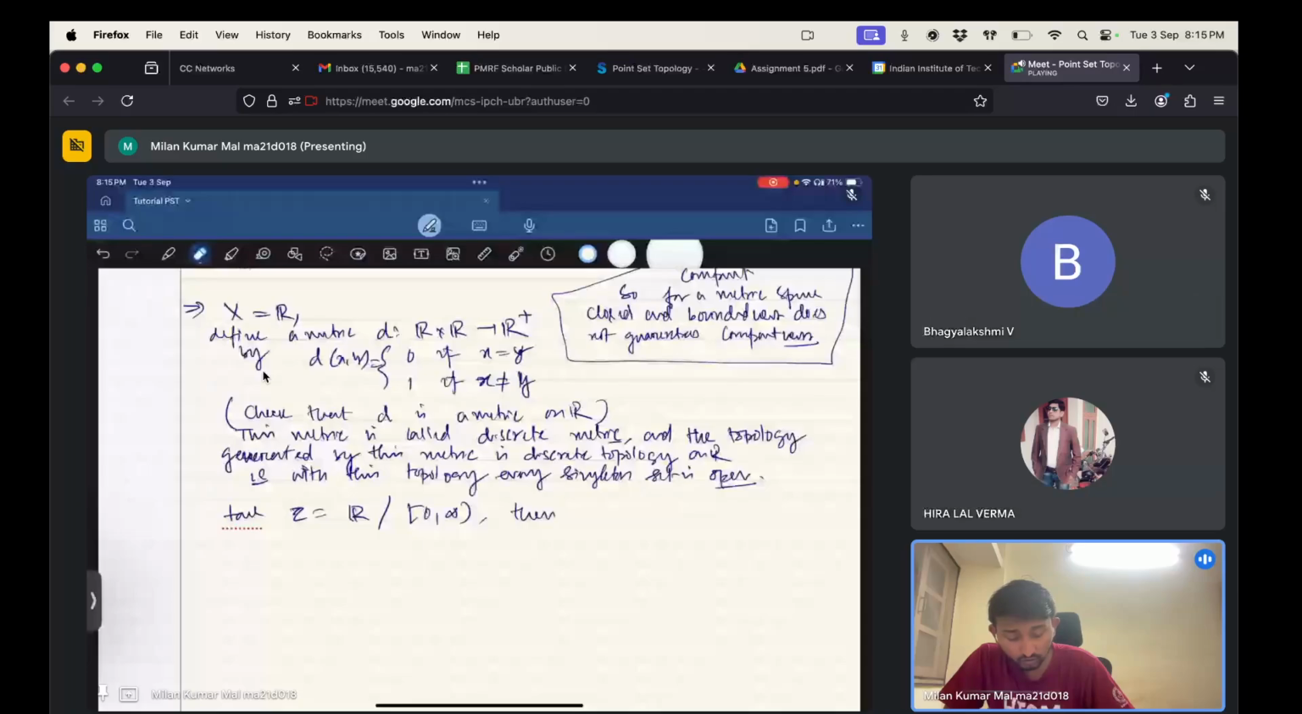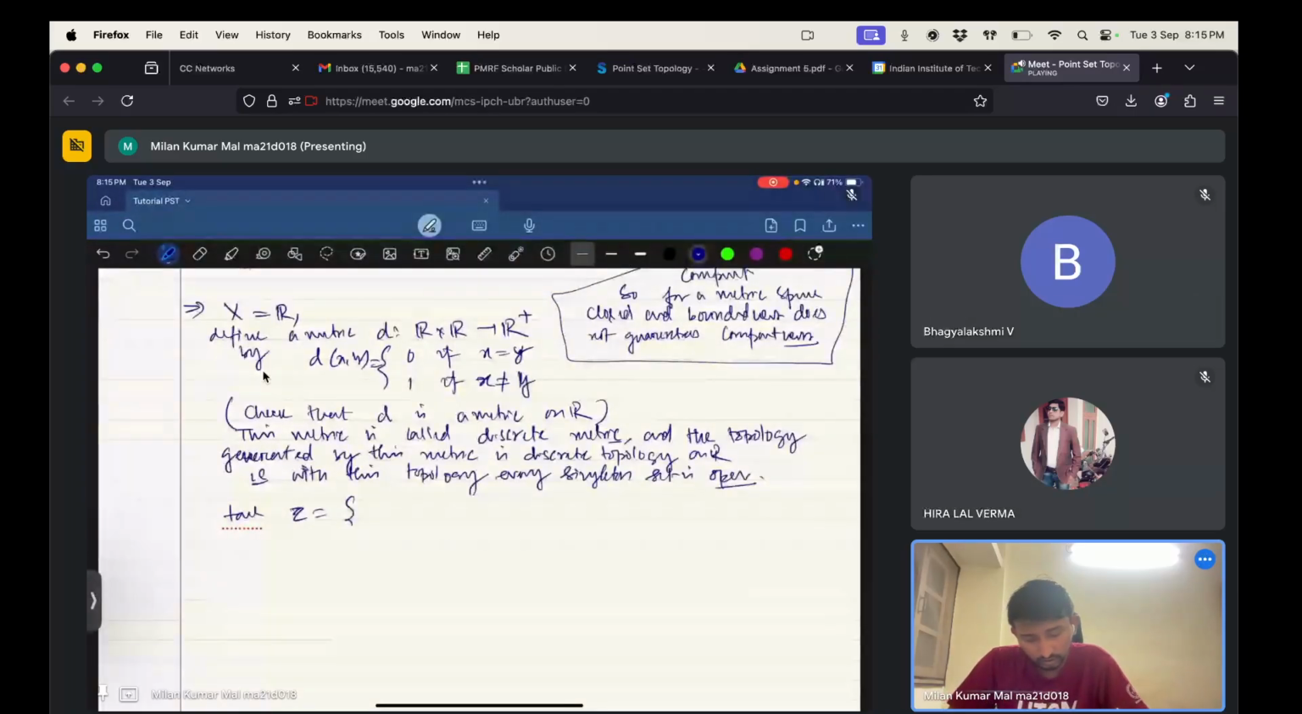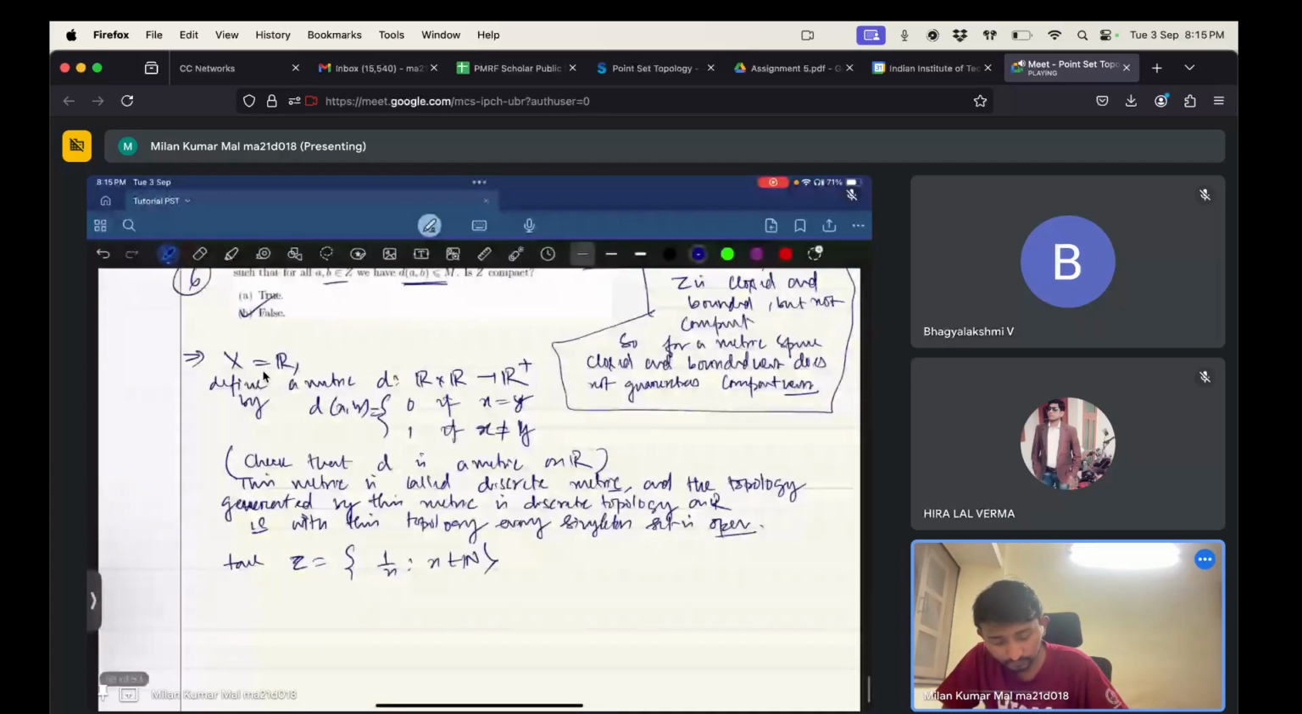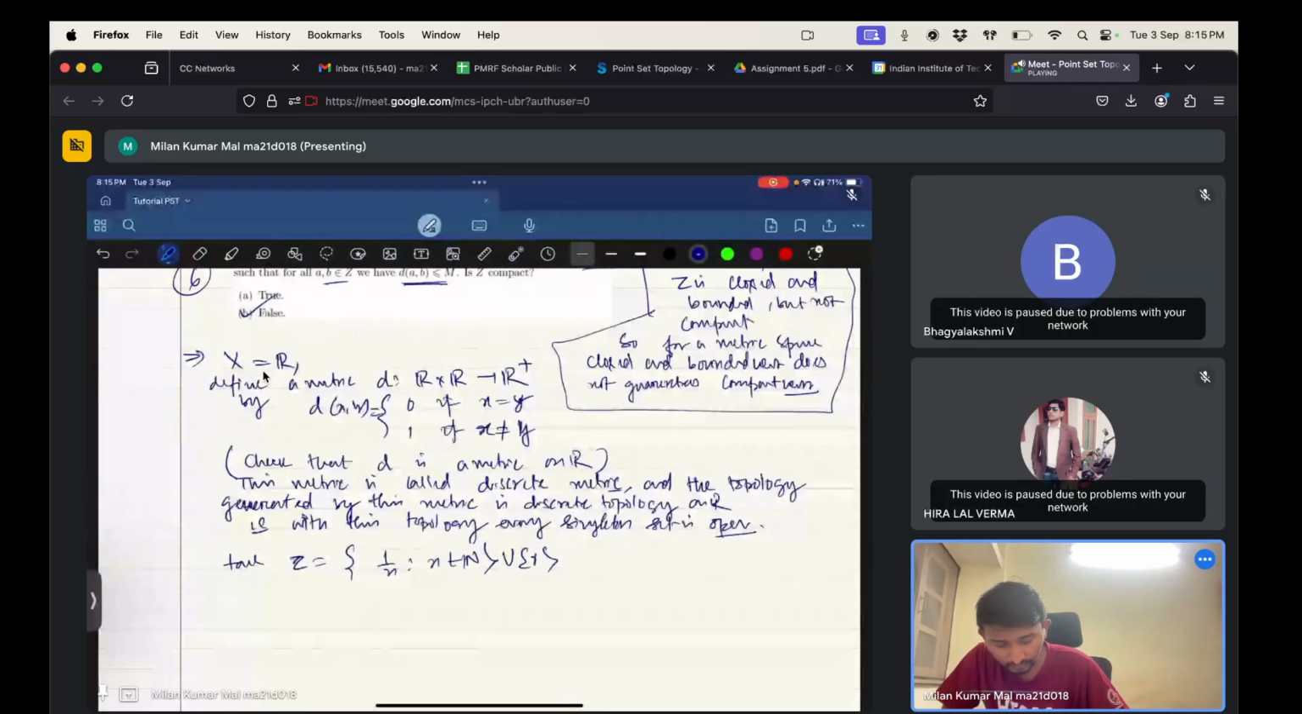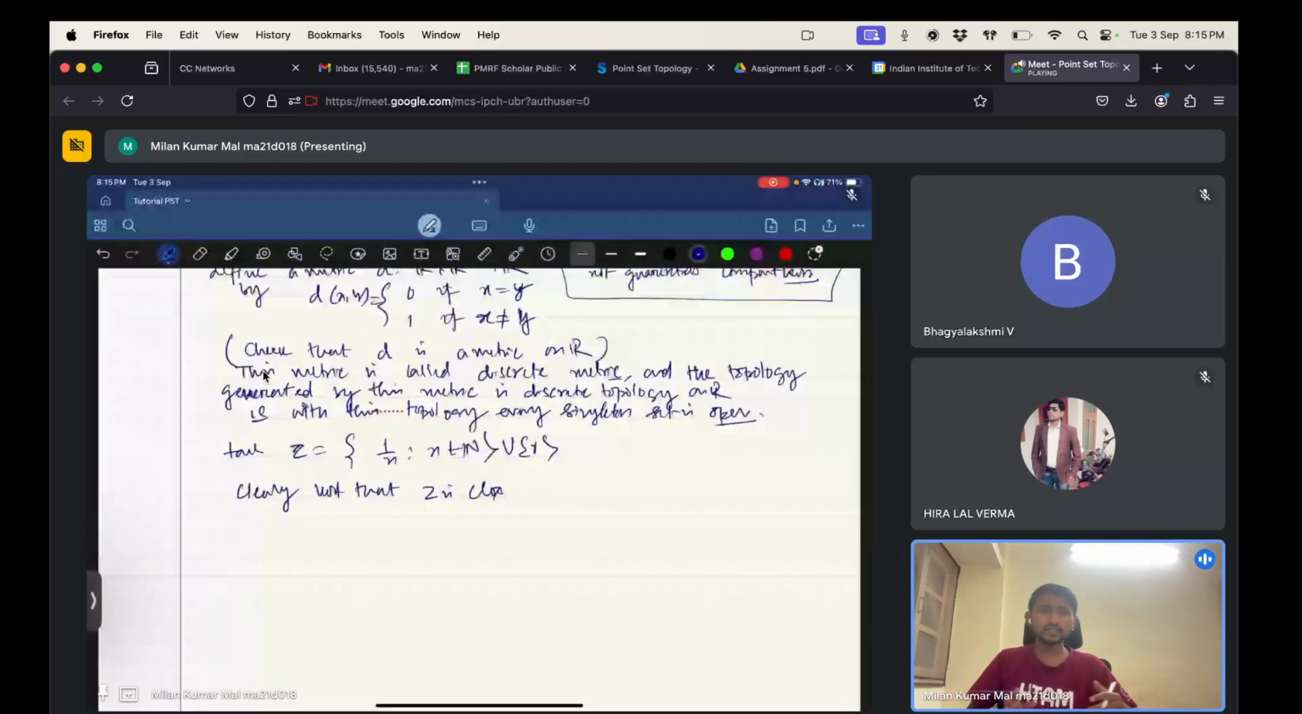Z is equal to 1/n, where n belongs to the natural numbers, and the union with 0 does not affect it. Clearly, note that Z is closed because every set is closed in the discrete metric. Okay, so Z is closed here.